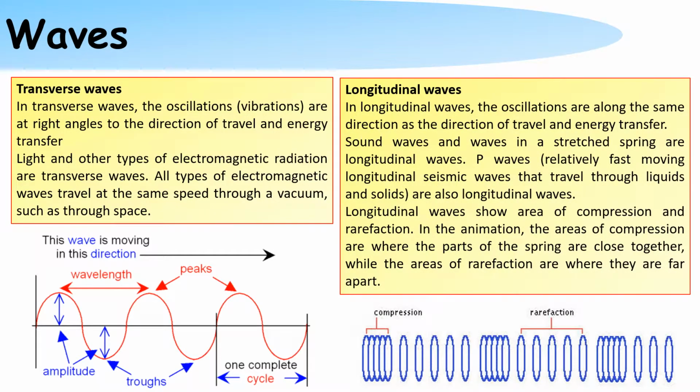In longitudinal waves, the oscillations are along the same direction as the direction of travel and energy transfer. Sound waves and waves in stretched springs are longitudinal waves. P waves, such as seismic waves, are also longitudinal waves. Longitudinal waves show an area of compression and rarefaction. In the diagram below, the areas of compression are where the parts of the spring are close together, while the areas of rarefaction are where they are far apart.